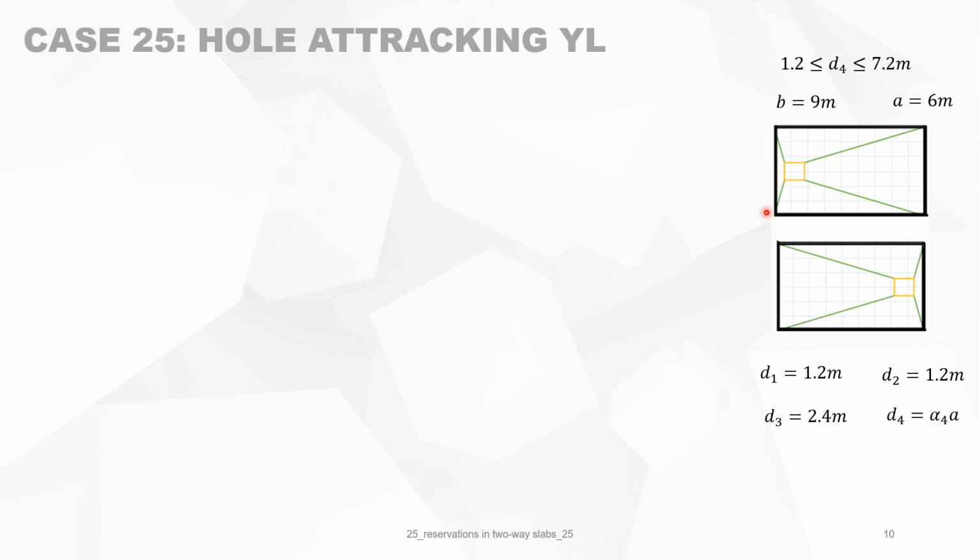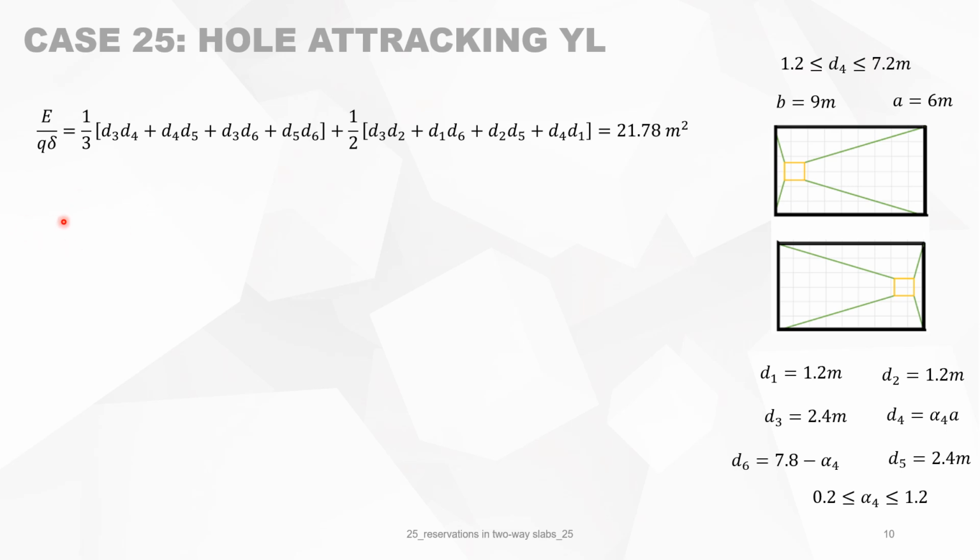this D4 is our parameter and it's alpha 4 times A. So D6 is automatically determined from the formula, because B equals D2 plus D4 plus D6. So you have 7.8 minus alpha 4 and D5 is 2.4. So this is the same, D4 or alpha 4 is just divided by 6.